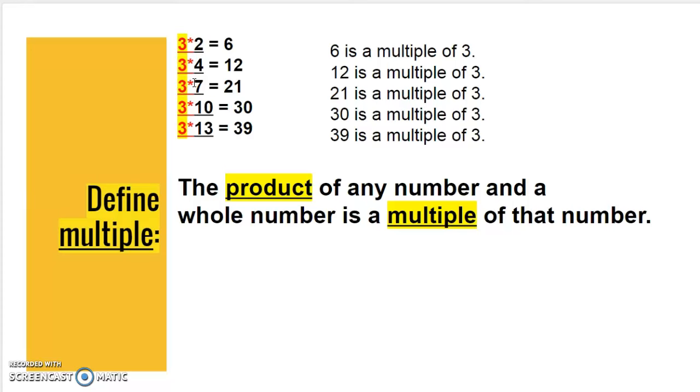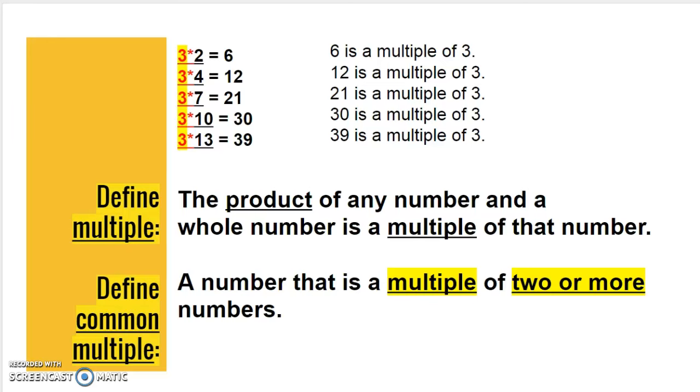And what you may remember from elementary school is that there are numbers that have common multiples. In other words, you multiply two numbers together, you get the product, and there is more than one number that has that number as its multiple. And that's called a common multiple. So a number that is a multiple of two or more numbers is called a common multiple.